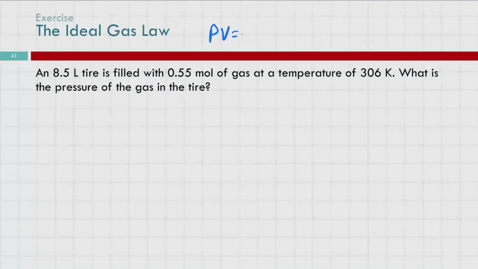So we're using PV equals nRT. I didn't even say Siri, but okay. And we want an R value.